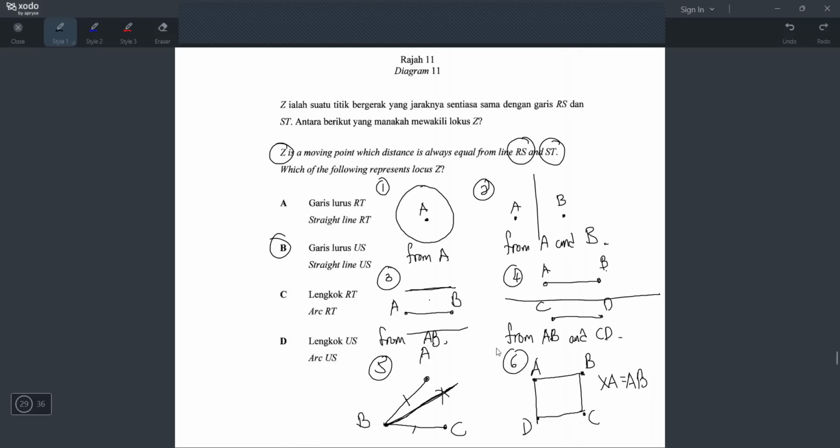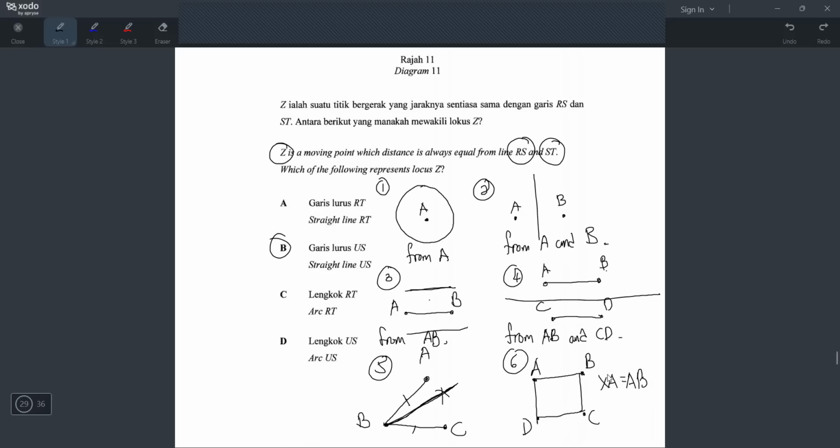Okay, last type of locus is type number 6. They will give you something like this, and then they will mention something like XA equals AB. So for this type of question, you need to look at the soalan, okay? And then you focus on this, and you will have to see which point is not in the diagram. So ABCD is in the diagram, but the soalan says XA equals AB. So which point is not in the diagram? Point X. So point X is not in the diagram.